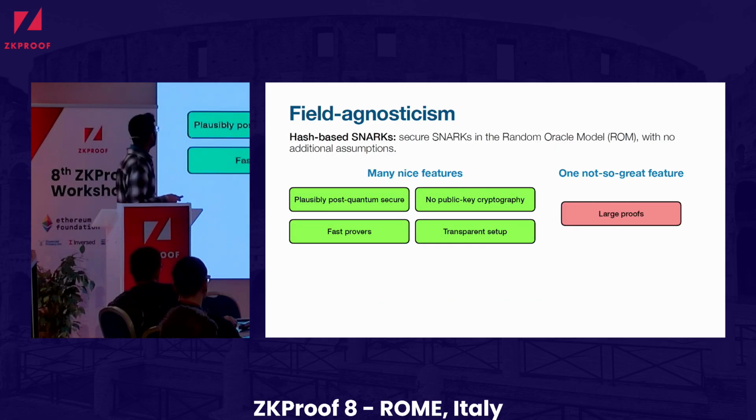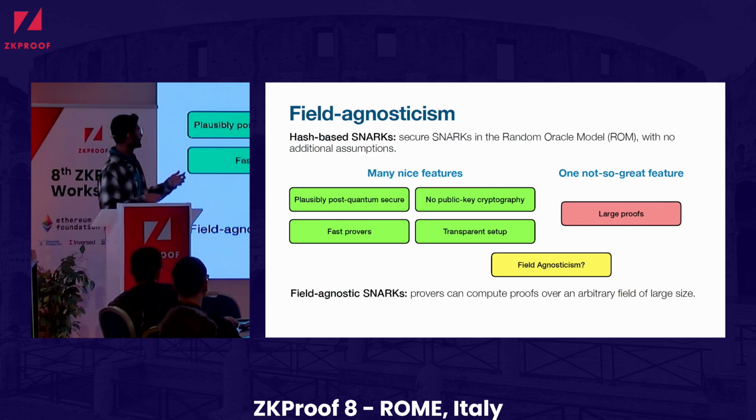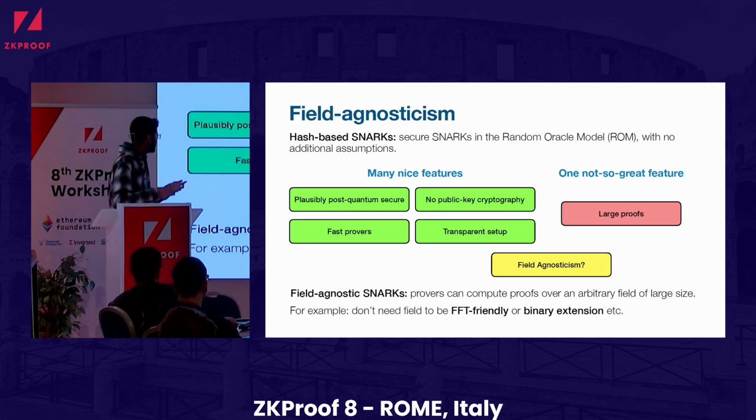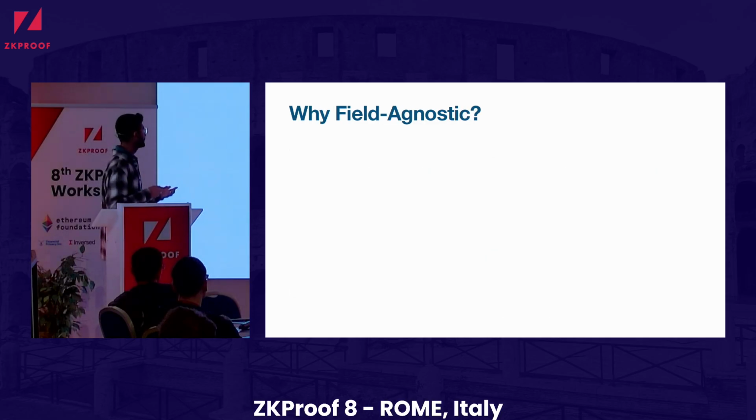Great. There is another additional property that some hash-based SNARKs exhibit and some don't, which is field agnosticism, which is the property that provers can compute proofs over an arbitrary field of large size. In particular, this means that the field doesn't need to be FFT-friendly, doesn't need to be a binary extension field, doesn't need to have any particular structure. Great. So there are some hash-based SNARKs like that.